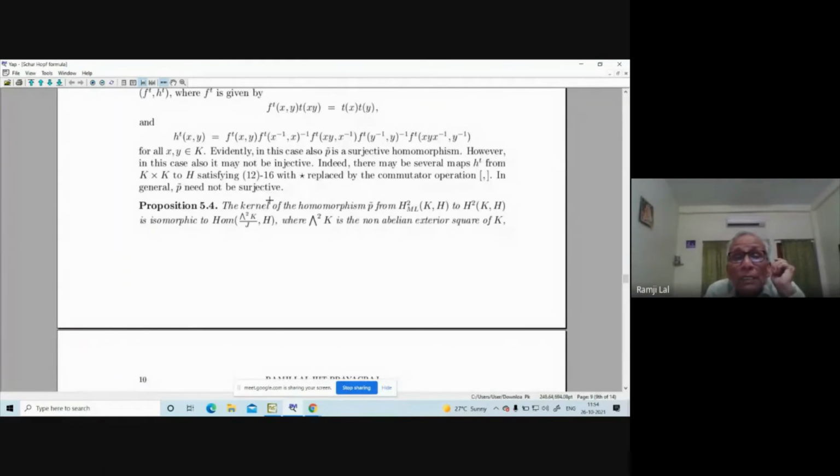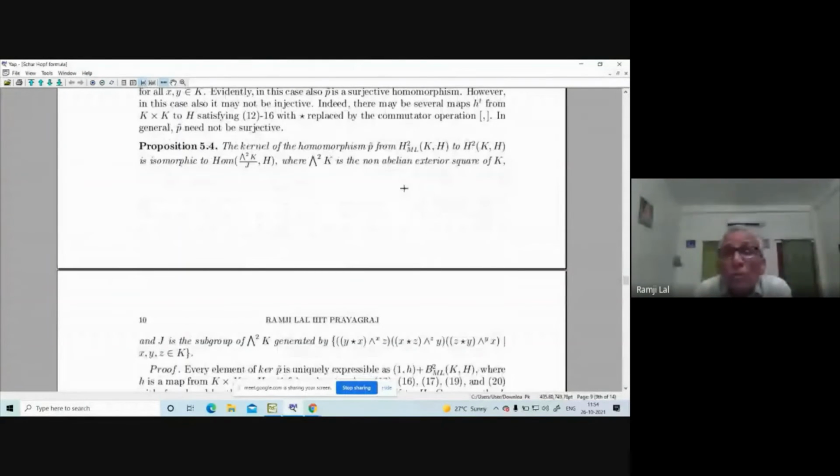So it is that the exterior square is an extension of the Schur multiplier by K. As you see, if K is finite, the Schur multiplier is already finite, and as a normal sum, this is finite, so therefore this is also finite. H2 of the multiplicative Lie algebra K, this is a crucial fact which will be used.